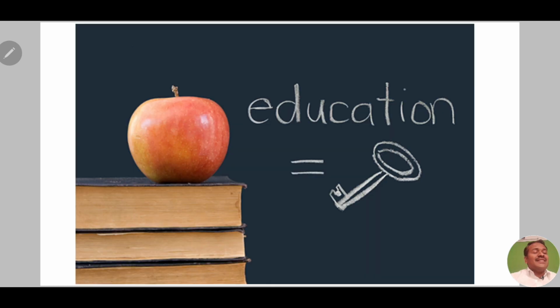Next is literacy and education level. The spread of literacy is associated with modernization, urbanization, industrialization, communication and commerce. So when do you say a person is literate? If he or she can read and write with understanding in any language. A person has to read and he has to write. Only then can we say he is literate. If he is only able to read and not able to write, he is not considered literate.